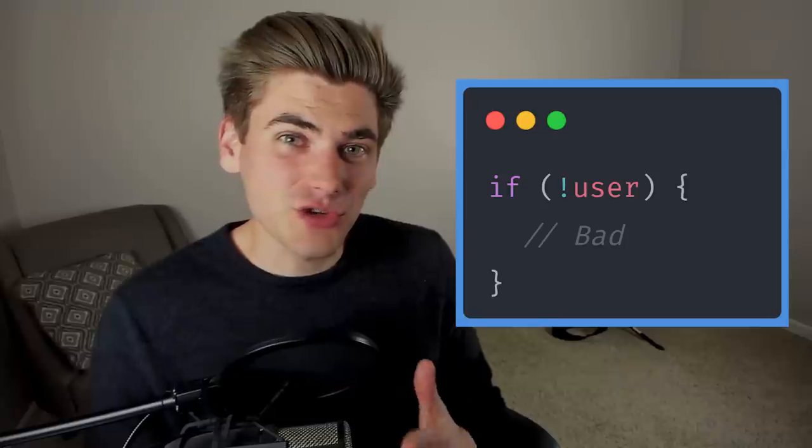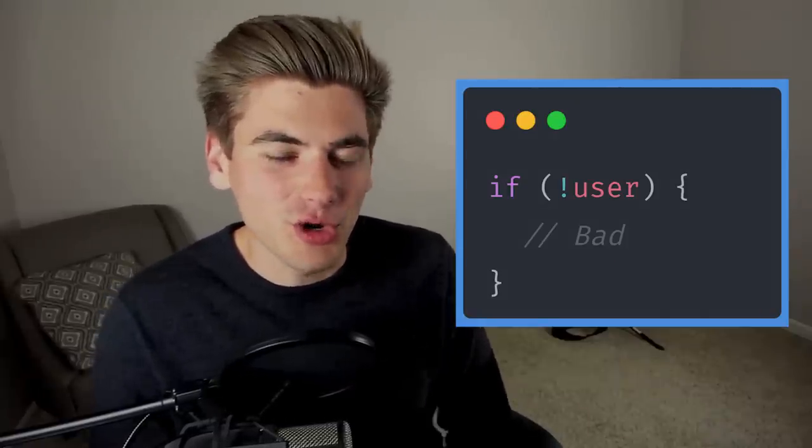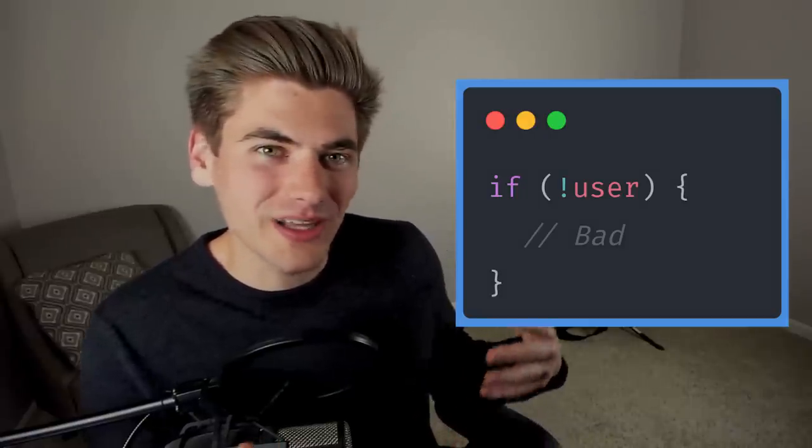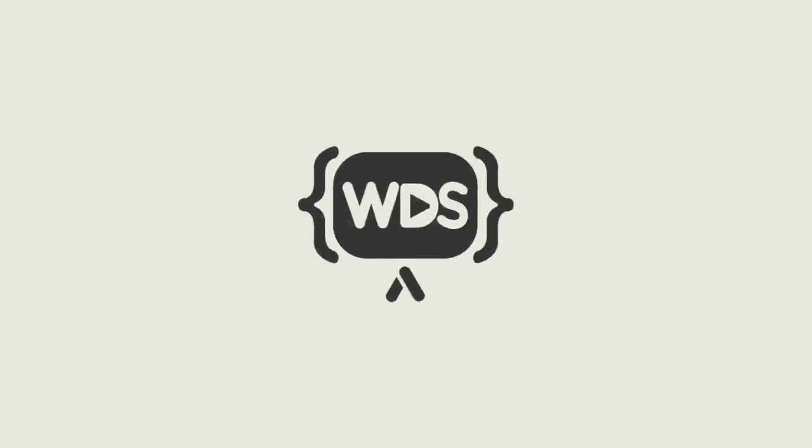Have you ever written code like this? If so, chances are you've probably introduced a bug into your code without even realizing it. In this video, I'm going to talk about why writing code like this can be problematic by discussing things like explicit and implicit type coercion and when you can safely use the bang operator.